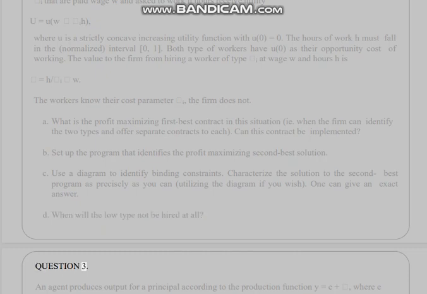Question 3. An agent produces output for a principal according to the production function y equal to e plus theta, where e greater than or equal to 0 is the agent's choice of input, and theta is a stochastic productivity parameter that takes on the value theta_H with probability p, 0 < p < 1, and the value theta_L < theta_H with probability 1-p, theta_i > 0 for i equal to L, H. The principal can only observe the output y, not the input e nor the productivity parameter.